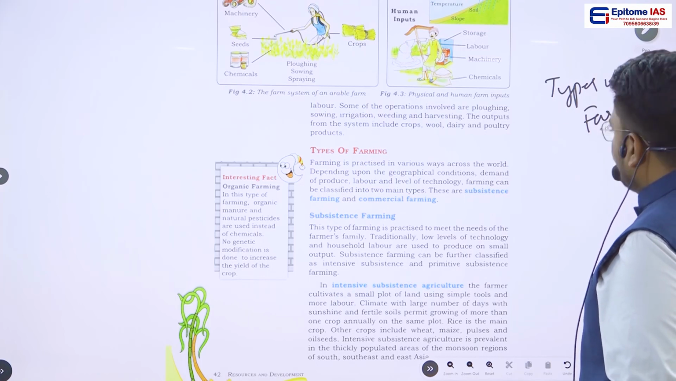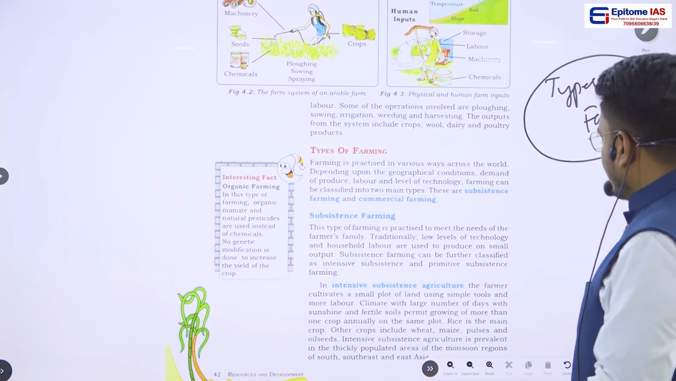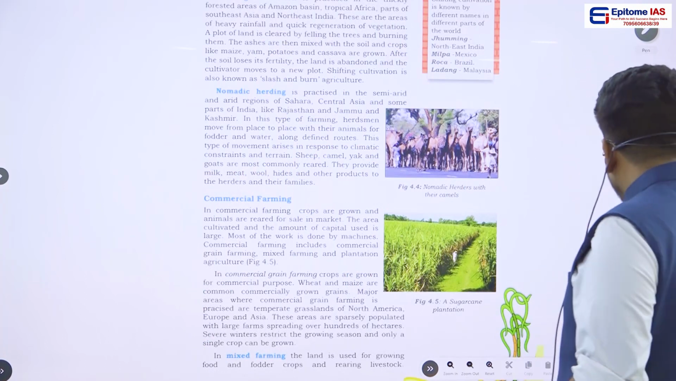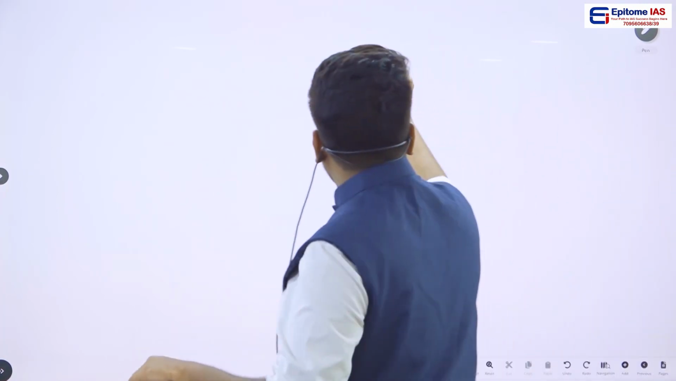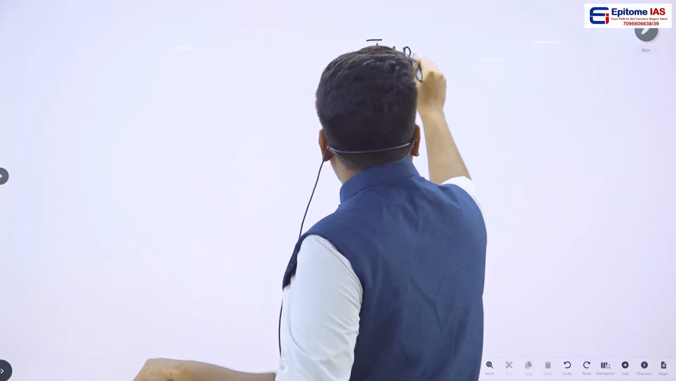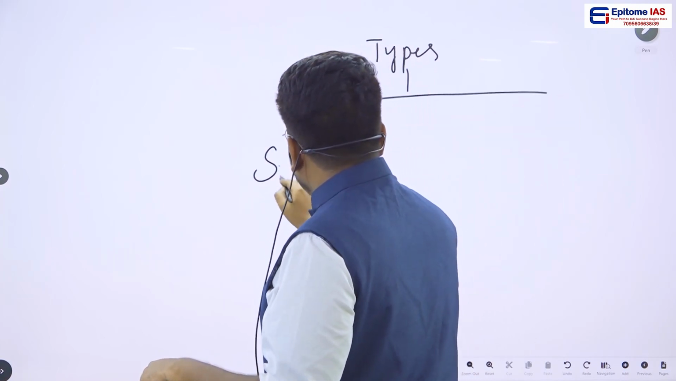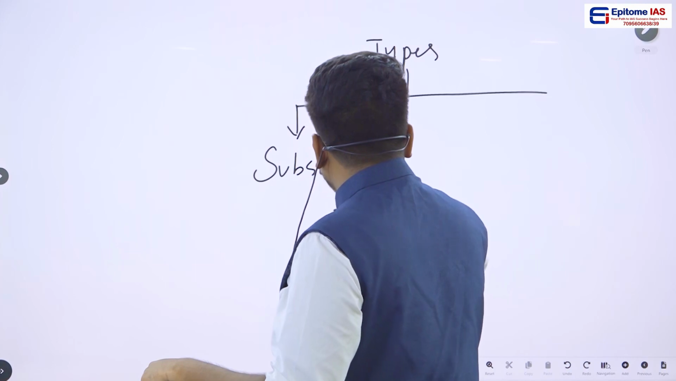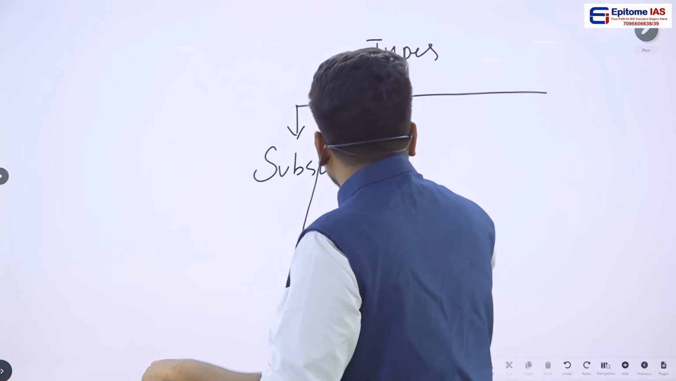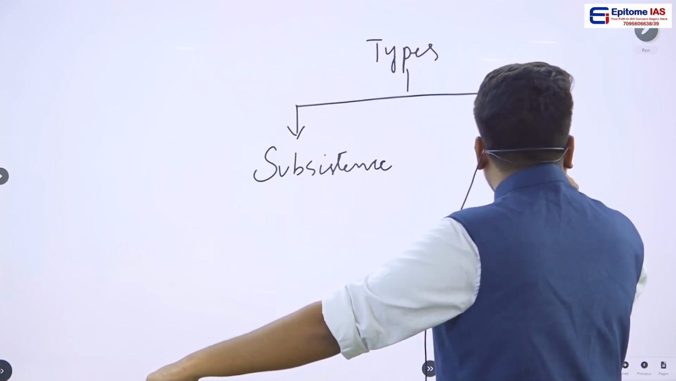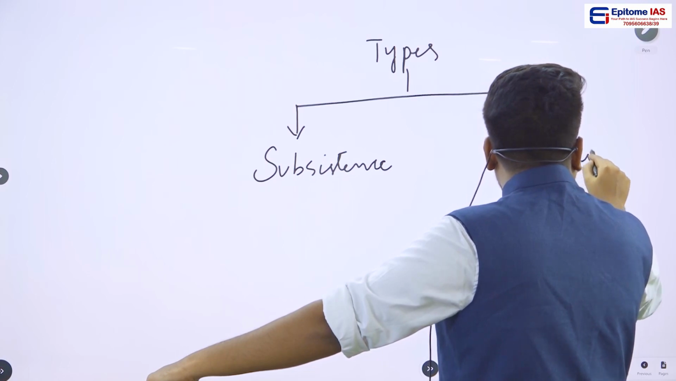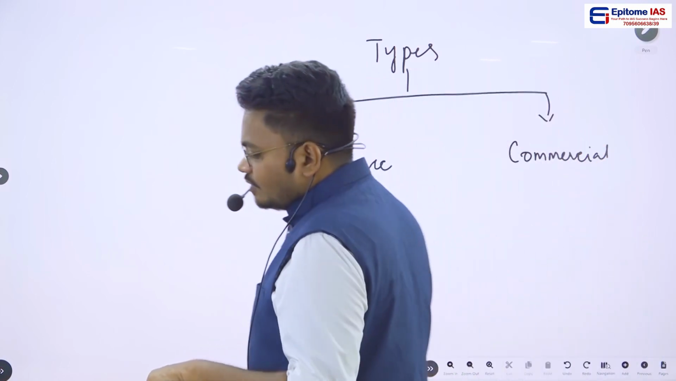If you see the types of farming, we can divide farming into two types. One, subsistence farming. Second, commercial farming. What is meant by subsistence farming?